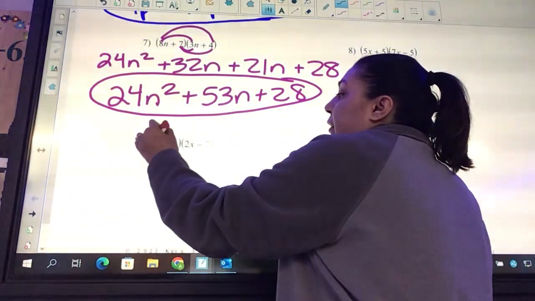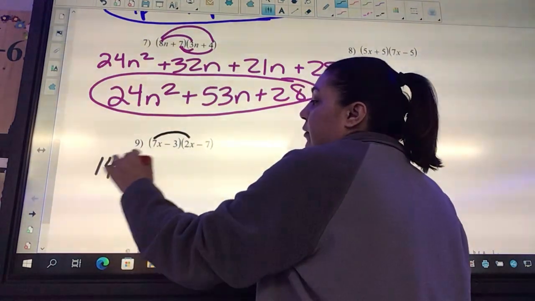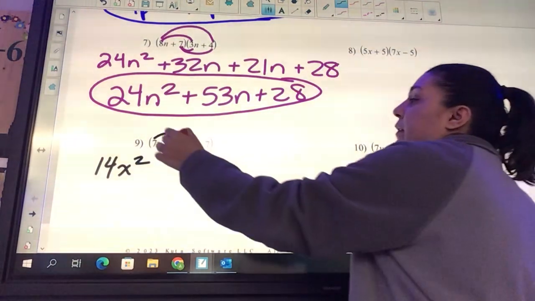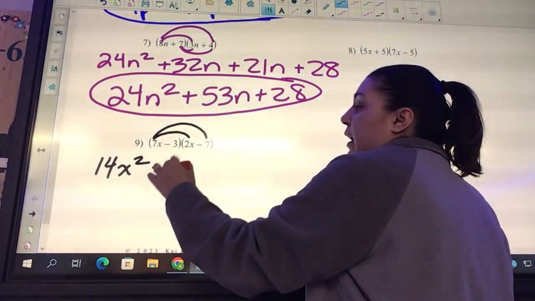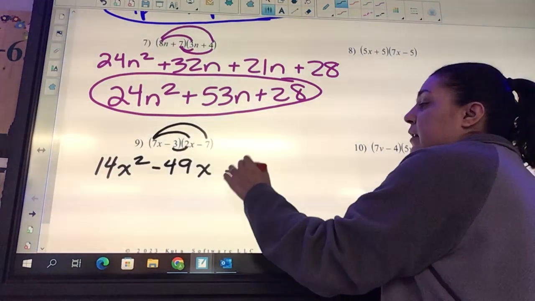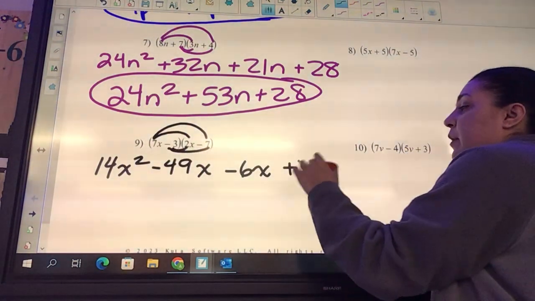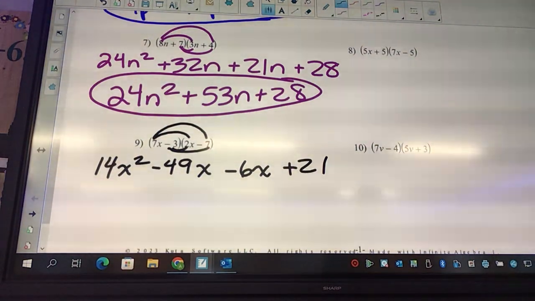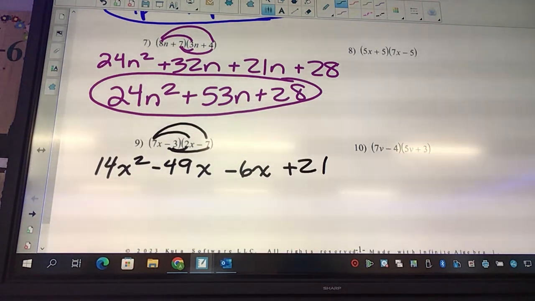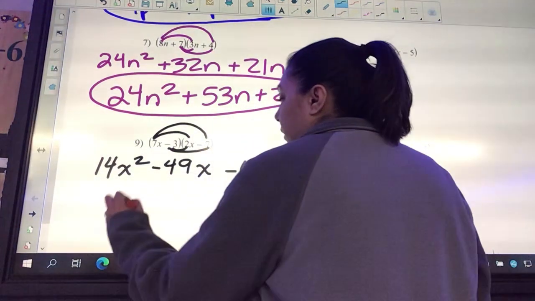Okay, 9. I got 7x times 2x. It's going to give me 14x2. 7 times 7, negative 49x. Negative 3 times 2x is going to give me negative 6x. And negative 3 times negative 7 is going to give me a positive 21. What of those can we combine? Negative 49 and 6. So what is negative 49 minus 6? Negative 55.